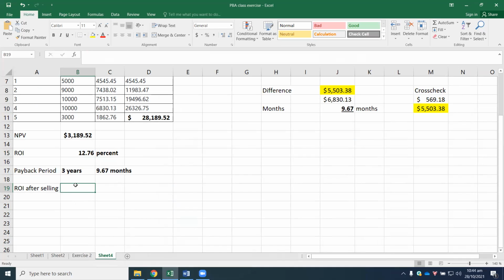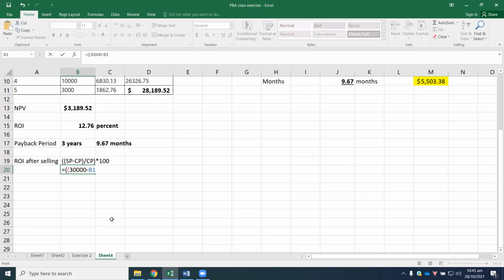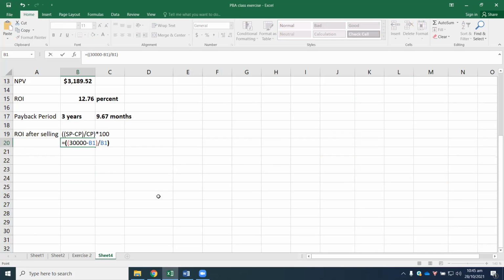First of all, the formula changes because it's selling. So selling price minus cost price, over cost price, multiplied by 100. Why multiply by 100? Because you're finding a rate of investment. So the selling value is 30,000 minus the cost price, which is 25,000, divided by again 25,000, the cost price, multiplied by 100. That gives you a value of 20% as your return on investment after it is sold for $30,000.